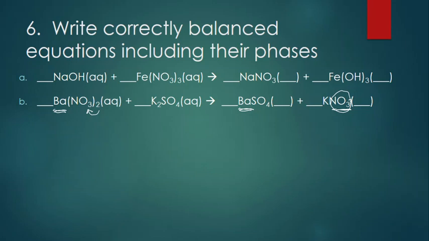So how many boxes of NO3 do you have? 1. We got a problem. You have 2 on the left, only 1 on the right. What do we multiply the whole thing by in order to have 2? How many K's? Okay, you have 1 KNO3 that we're multiplying by 2. How many SO4s? Good job. Let's go back and check.